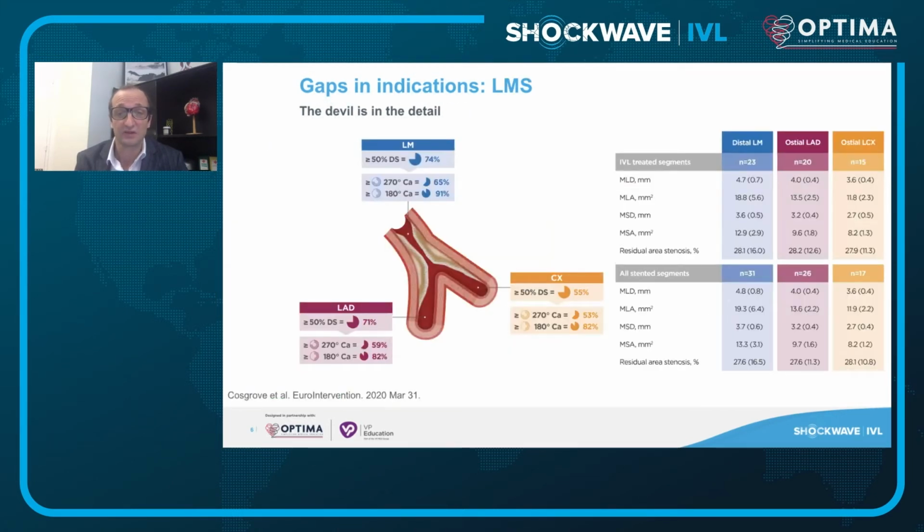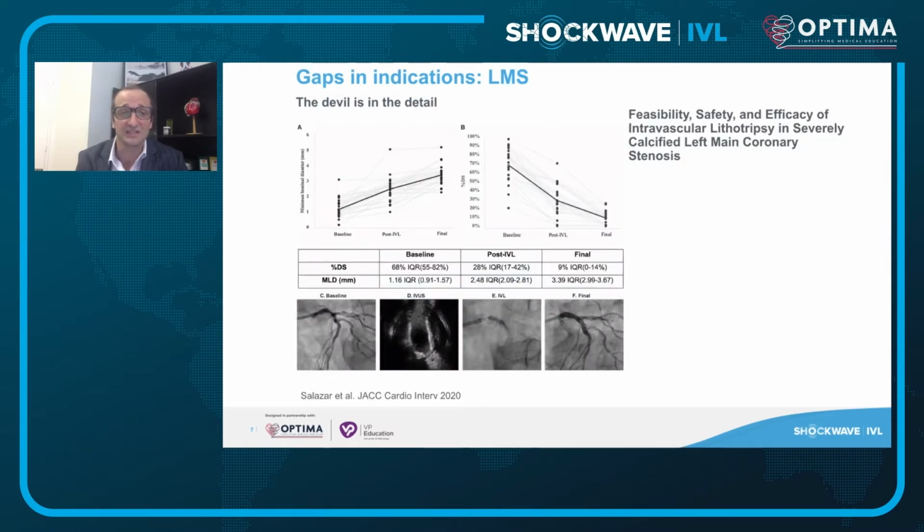Fortunately, there is some evidence coming from daily practice, and James, you have published this nice retrospective study on nearly 30 patients on the efficacy and safety of the use of IVL in left main, with a significant increase of MSA in each segment treated by IVL. And this retrospective study was complemented by another one conducted by Carlos Salazar and Javier Escaned's team, who show at the same time the efficacy of IVL and give advice on how to use IVL in left main calcified stenosis.